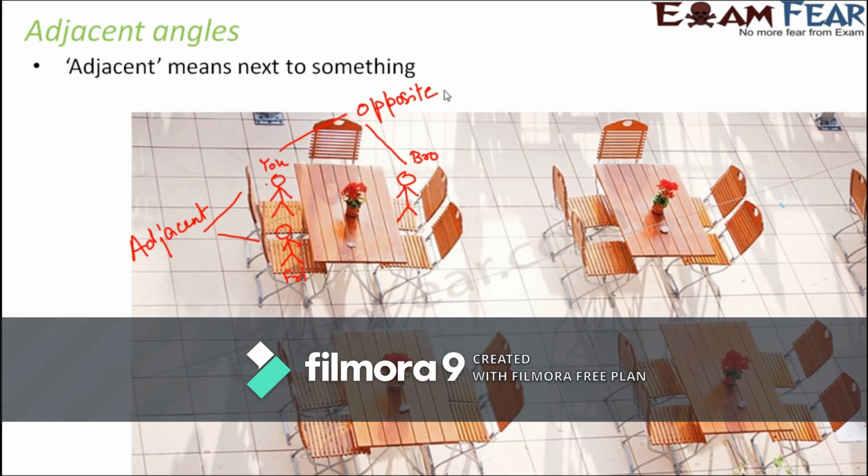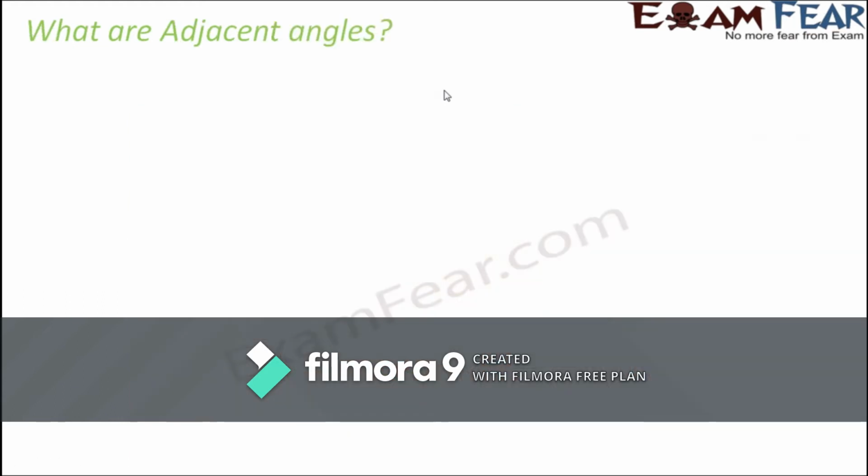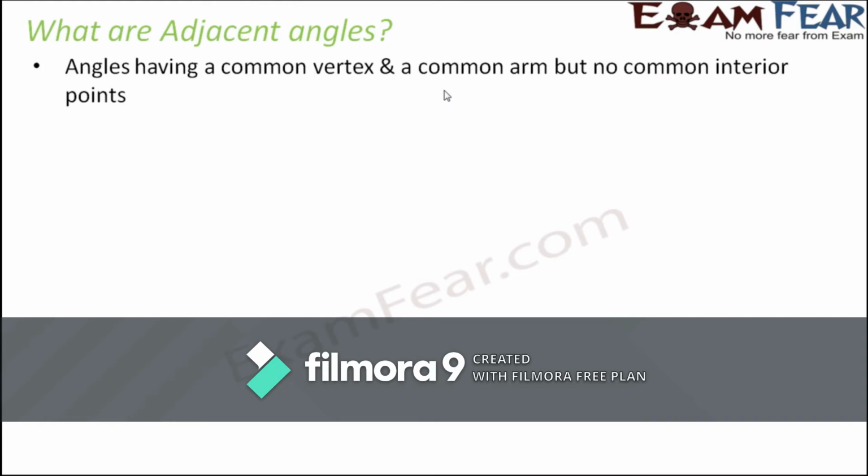Now what do we mean by angles beside each other? That is what we will understand in the next slide. Adjacent angles are those angles having a common vertex and a common arm but no common interior points. Now these are very important.